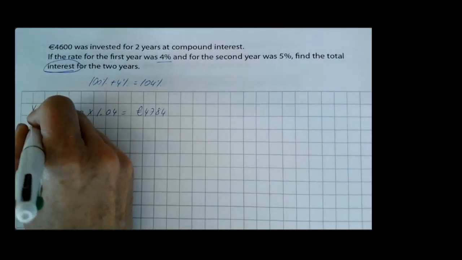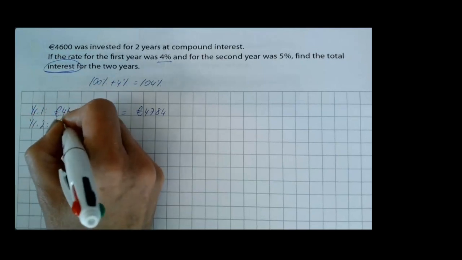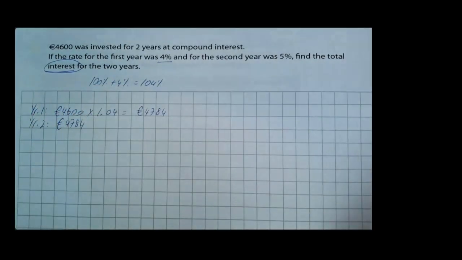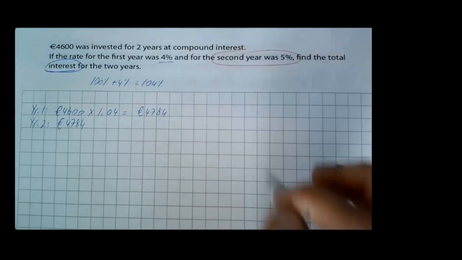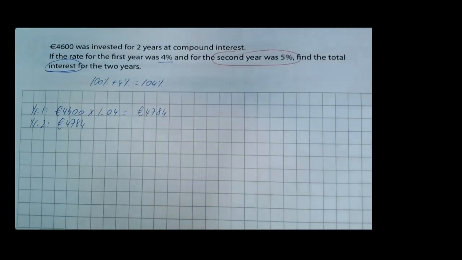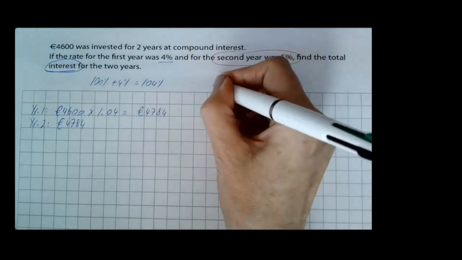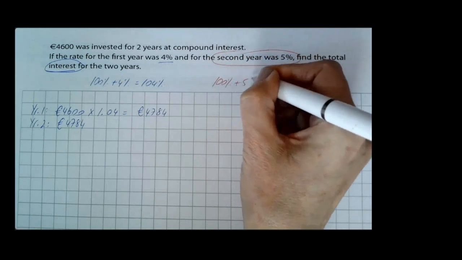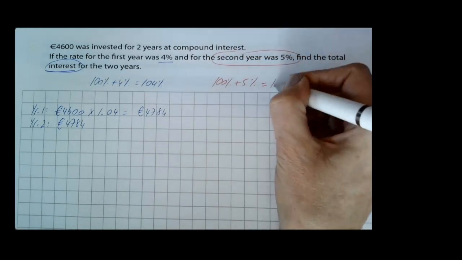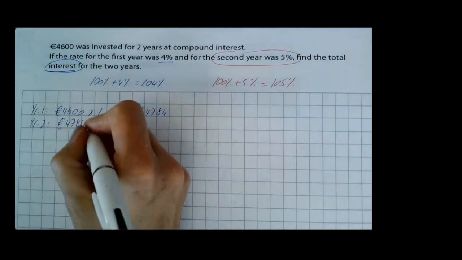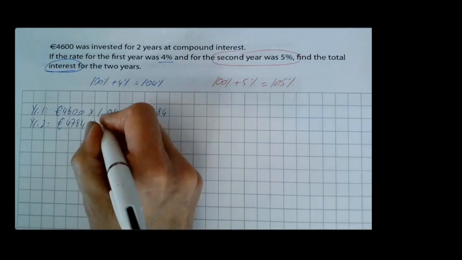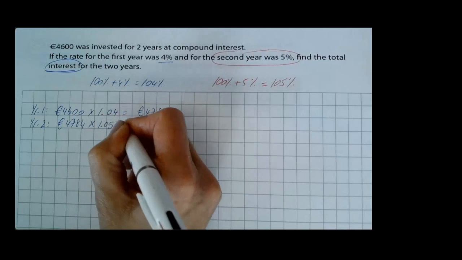Which means that at the start of year 2, I have 4784. But this time, of course, in my second year, I have 5%, a change of rate here. So for a 5% increase, I'm going to do my percentage rate first, just to speed this thing up a little bit. I'm looking for 105% this time. Increase by 5% is looking for 105%.